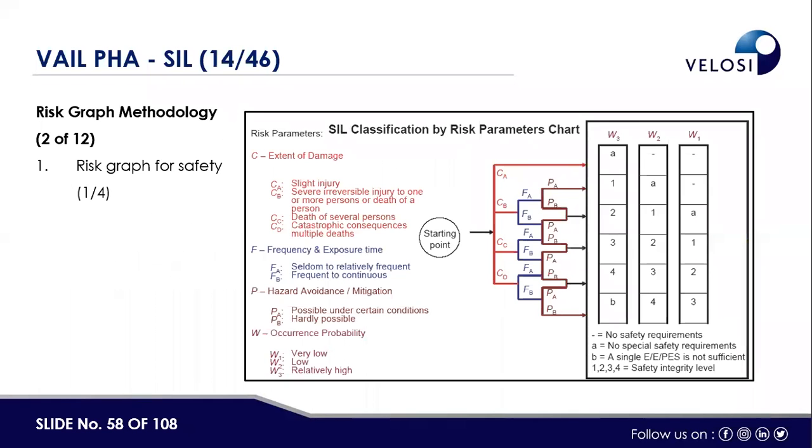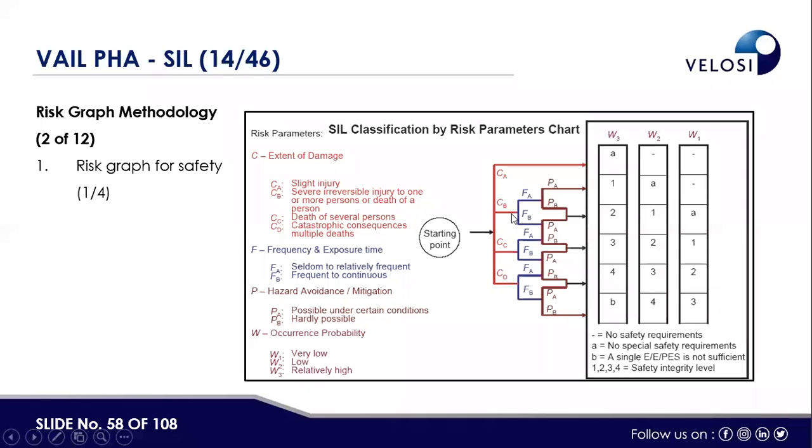So first of all, let us suppose we are determining the SIL level for the safety point of view. The starting point is this, and we have to first of all select the C parameter. The C parameter is the consequence or the extent of damage. So this is the first parameter in this graph which we have to choose. There are four parameters we have to choose, and then in the end we will get a SIL level based on these parameters.